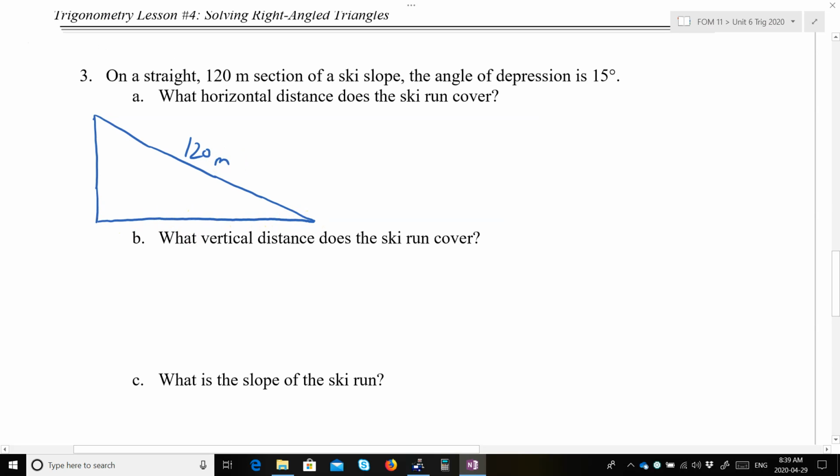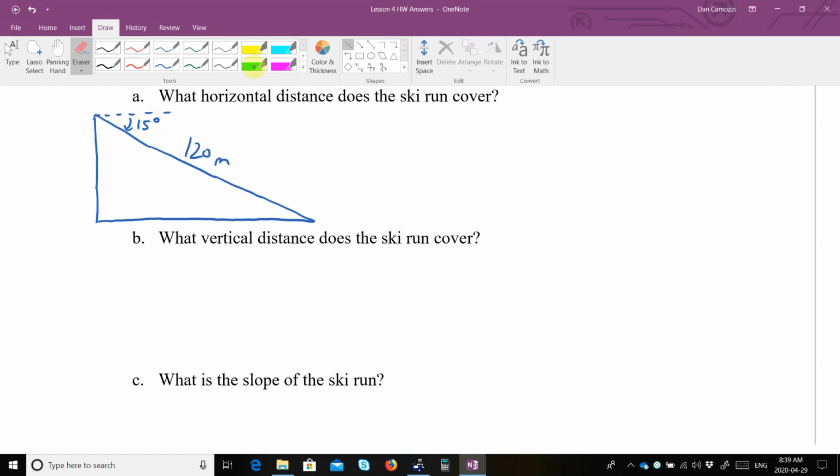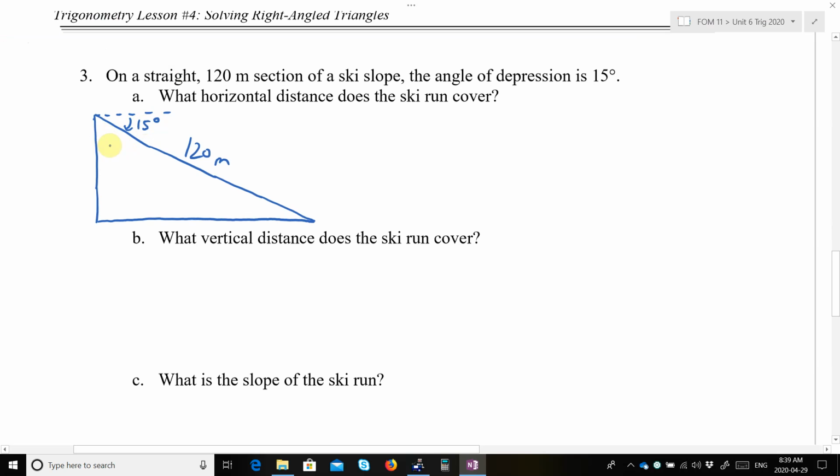And they're saying the angle of depression is 15 degrees. So remember, the angle of depression is the one that comes down from the horizontal. So this is 15 degrees. And you know how from the dotted line all the way to that vertical line is 90 degrees? So we have to go 90 minus 15 to get the angle inside the triangle. And so that would be 75 degrees. Okay, so this is the angle we'll end up using.